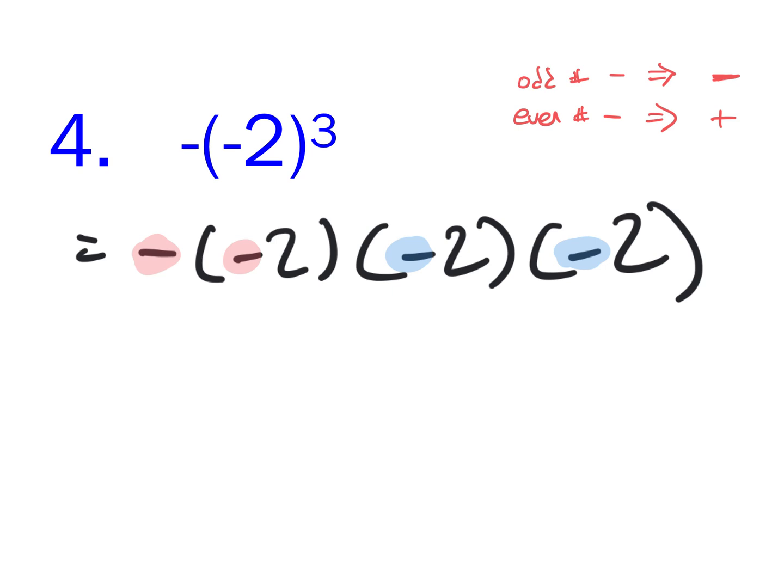Always. And here, how many negative signs do we have? 4. Is that odd or even? Even. It's even, which is why the answer is positive. And 2 times 2 times 2 is what? 8. So the answer is positive 8.